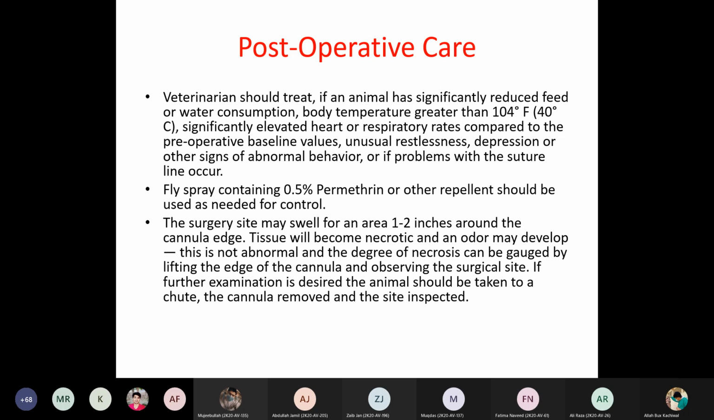Immediately post-surgery, an analgesic should be administered, such as Benamine at 1 mg per kg intravenously, or ketoprofen at 3 mg per kg.